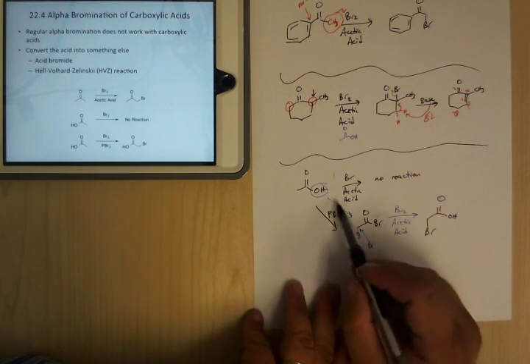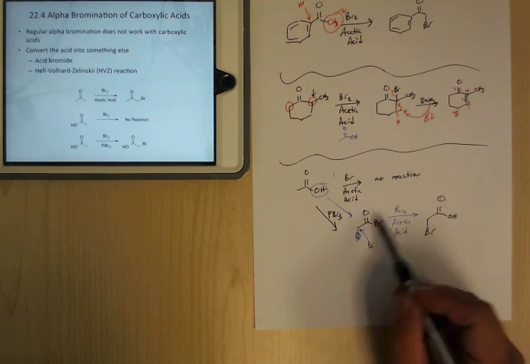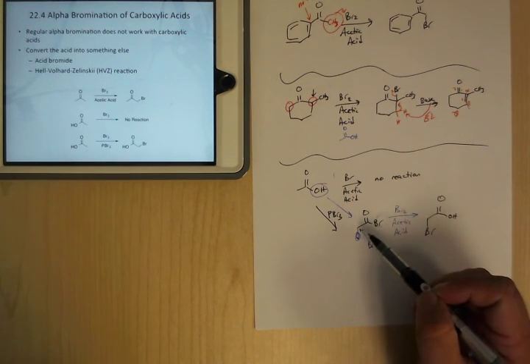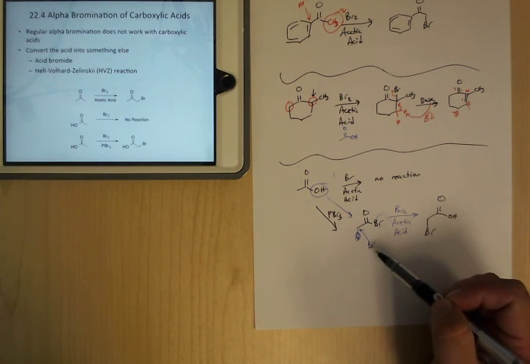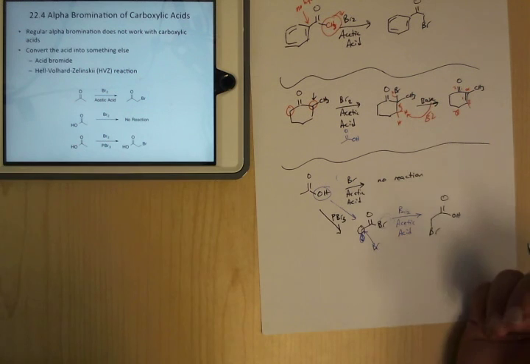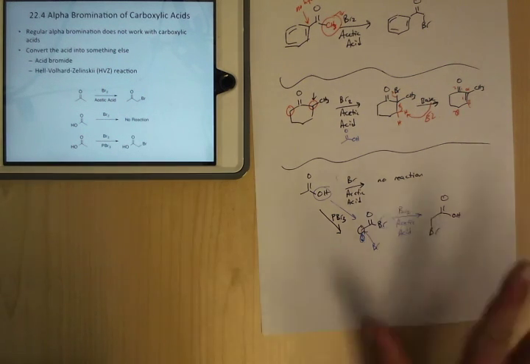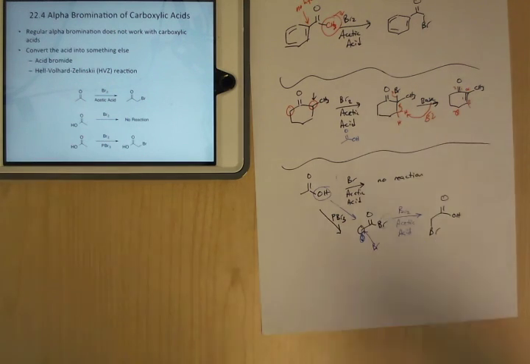But you have to go through this PBr3 step first and make it into the acid bromide, then you can install the bromine on the alpha position, and then when you quench it, that's going to be reactive. You're going to get your carboxylic acid back. So you sort of have to cheat a little bit. Make it into an acid bromide, get rid of the carboxylic acid, do your reaction, and then regenerate your carboxylic acid at the end.